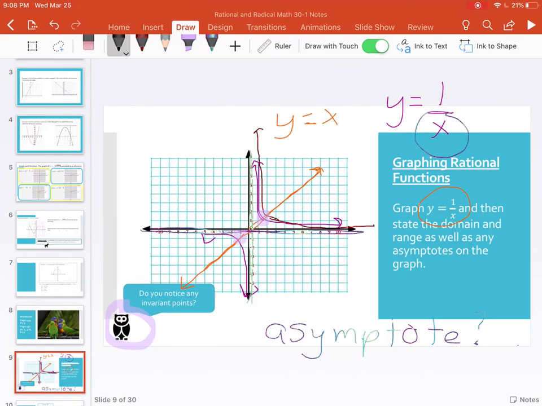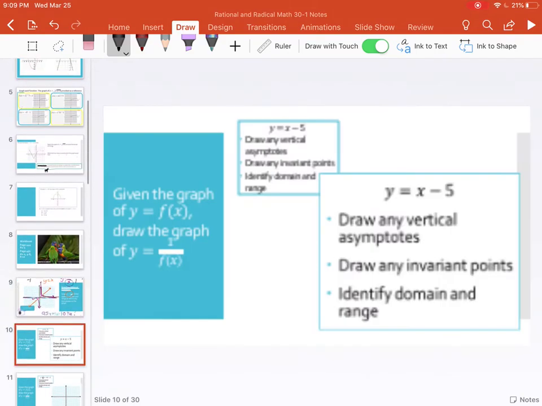The reason being is if you were to take 1 over 1, you would end up with +1. So you'd end up back to where you started, which is what an invariant point is. It means that your graph actually didn't change at that point. If you were to take 1 over -1, you would end up with -1. Once again, that y value did not change, therefore making it an invariant point of this graph.